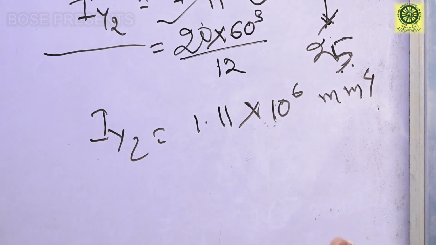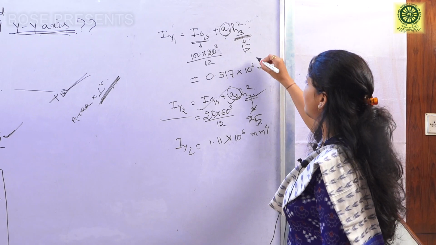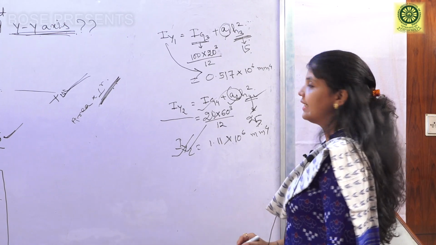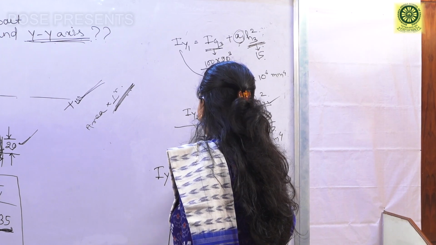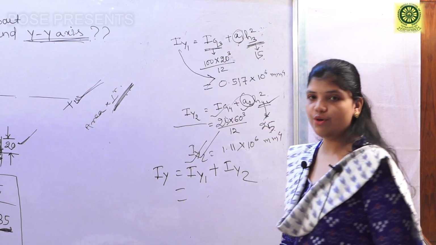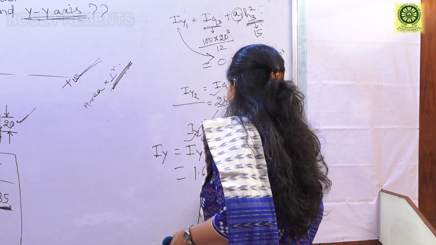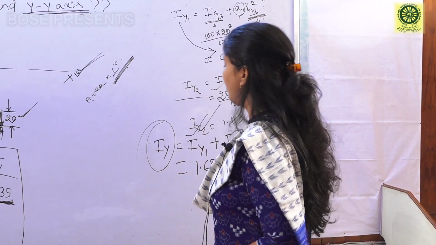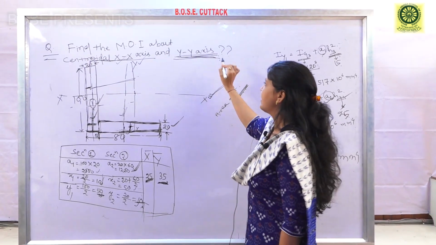Okay. So Iy is the summation of Iy1 and Iy2. So if we add these two values, we will get the value of Iy. So Iy equals Iy1 plus Iy2. So the value of Iy equals how much? That is 1.627 into 10 to the power 6 mm4. Okay. So now we got the value of Iy, that is the moment of inertia about this centroidal y axis. Thank you.